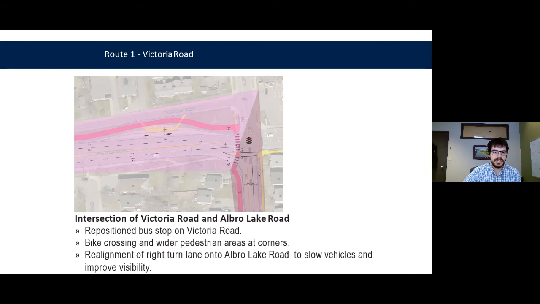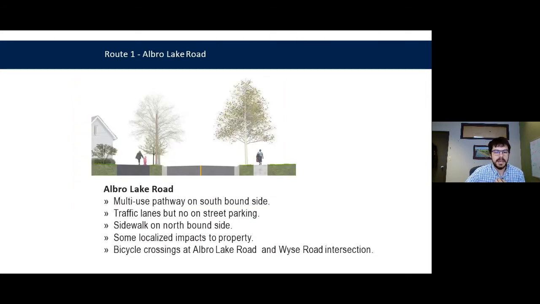So right at the intersection, the road would need to be widened a little bit in order to fit both travel lanes and the left turn lane and the new multi-use trail. So there's a little bit of widening that would happen here at the intersection. And then on the next segment of Albro Lake Road, in the middle of the block between Victoria Road and Wise, we would eliminate the on-street parking in order to minimize how much along the side of the road is impacted by changing the sidewalk out to a multi-use path.